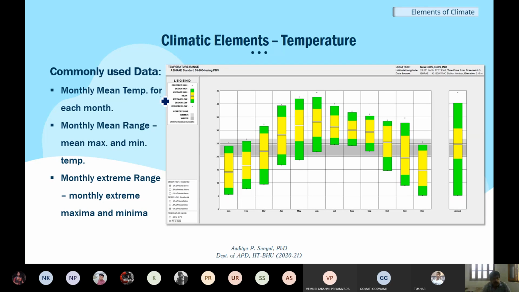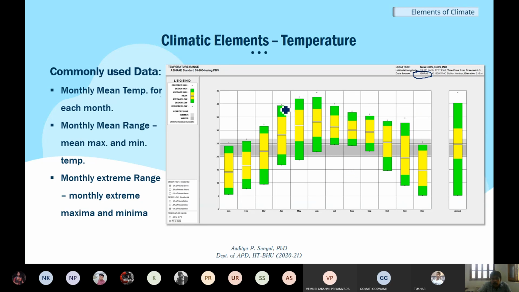From India also, ISHRAE has uploaded a lot of information. This data is also from the data source. You can see here is ISHRAE. A lot of data is there. So you can download it and the software will read the information, and this is how it will present.